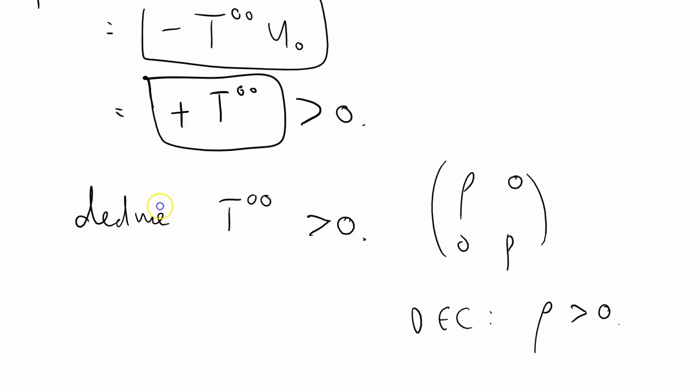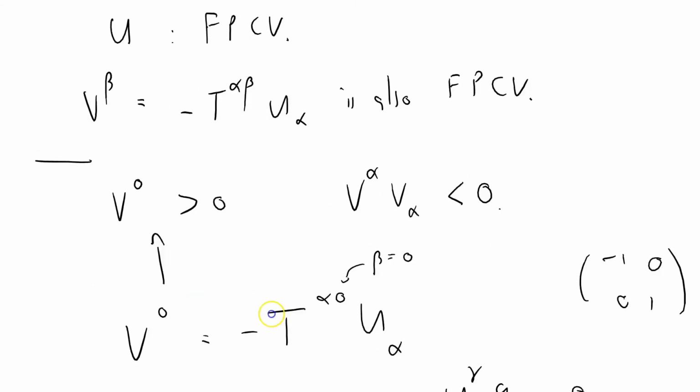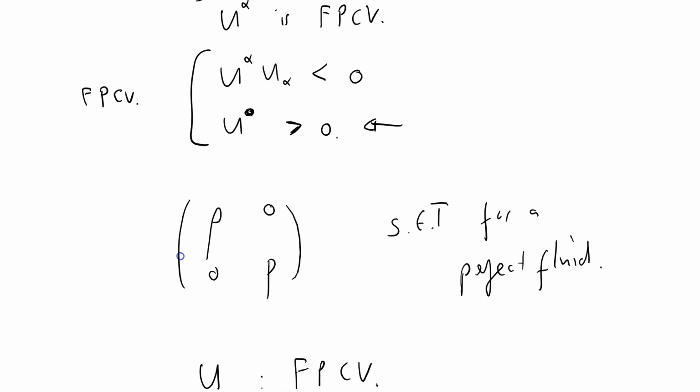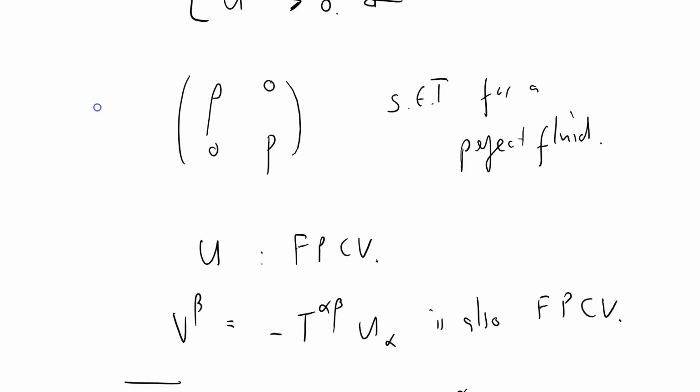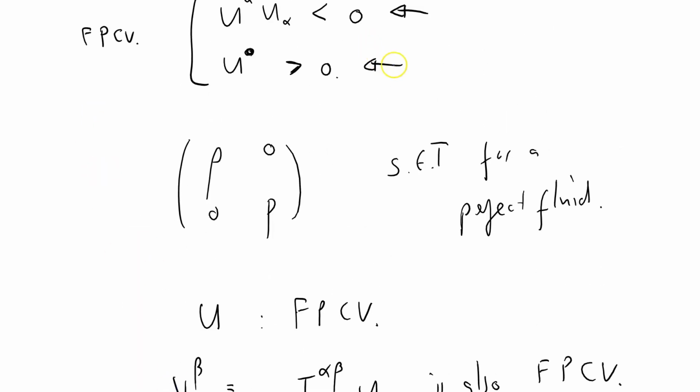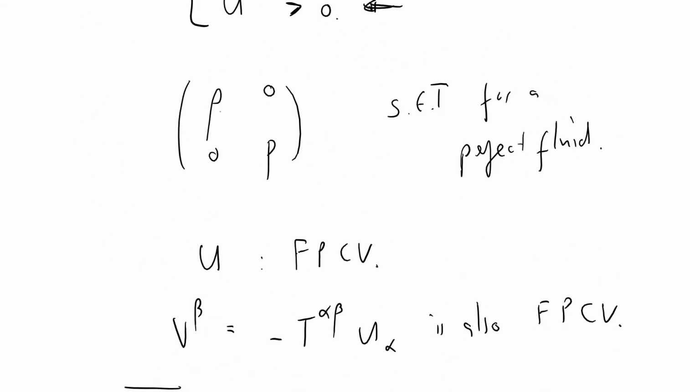So I'm going to stop there, and next time, in the next screencast, I'm going to look at the other condition for a future pointing causal vector, and we'll see what we can deduce from that. But this condition here has shown us that rho, the top left component, has to be positive, which is quite a nice thing to have shown.